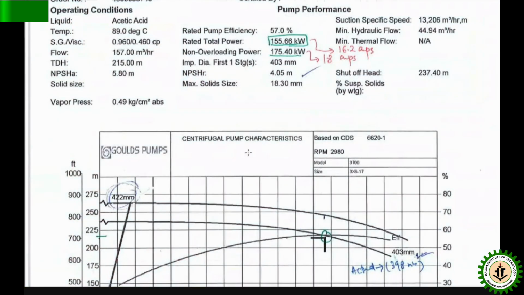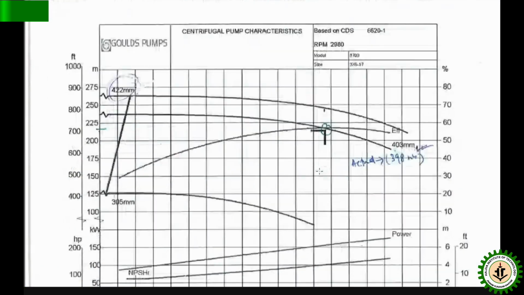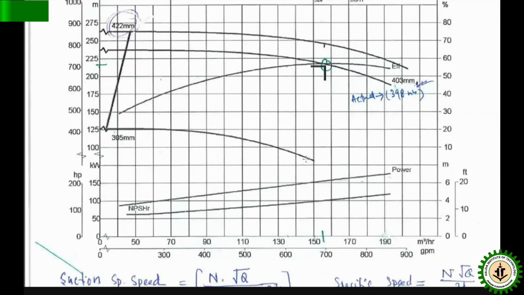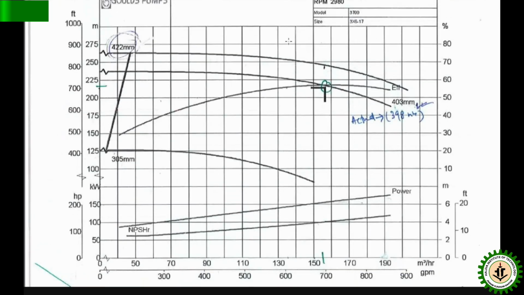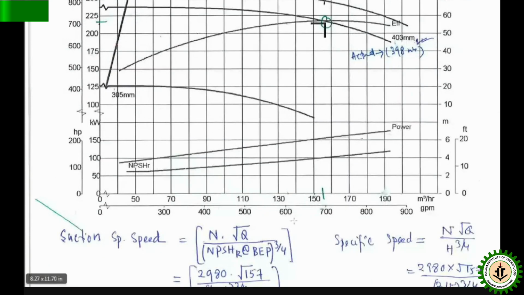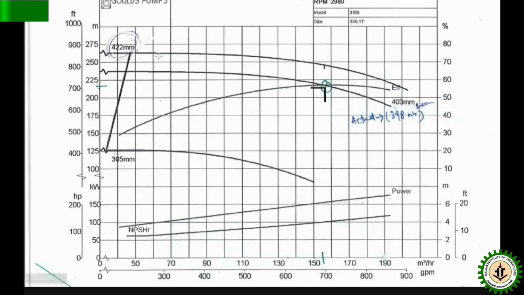So the important part as a student is to look at how this pump performance curve looks. If you see this performance curve, there are HQ characteristics. HQ means the x-axis is the flow, and the y-axis could be head, efficiency, power, or NPSH. There can be four parameters.